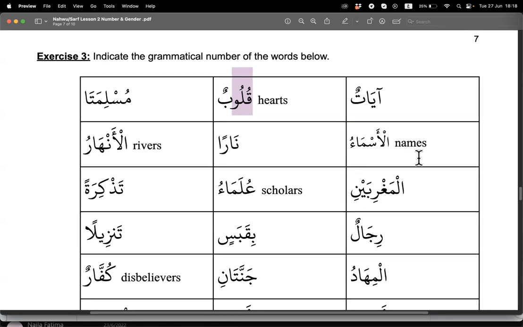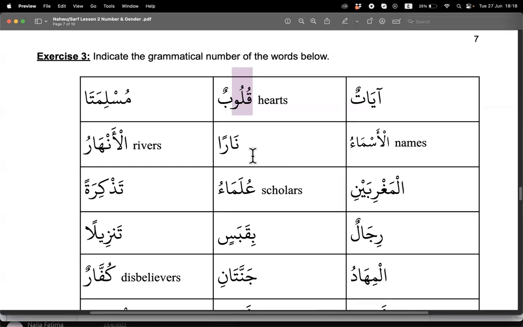Next one. Al-asma'u is singular feminine as well. Why? Because it's plural by translation and non-human. Yes, plural in meaning, and then it's non-human. So singular feminine. What's the status? Rafa. Yes, good.